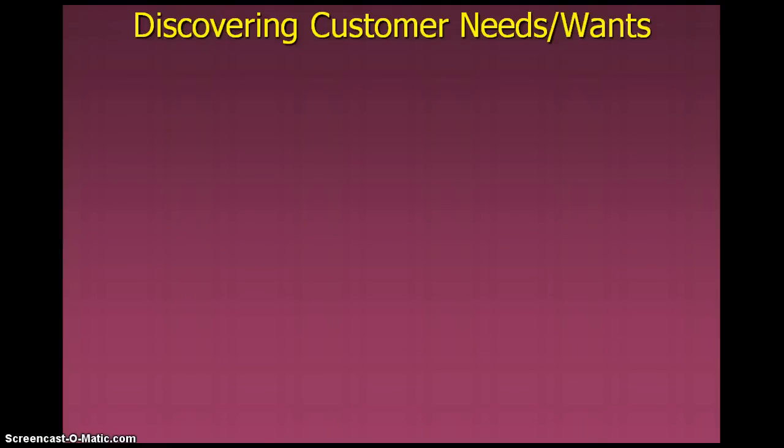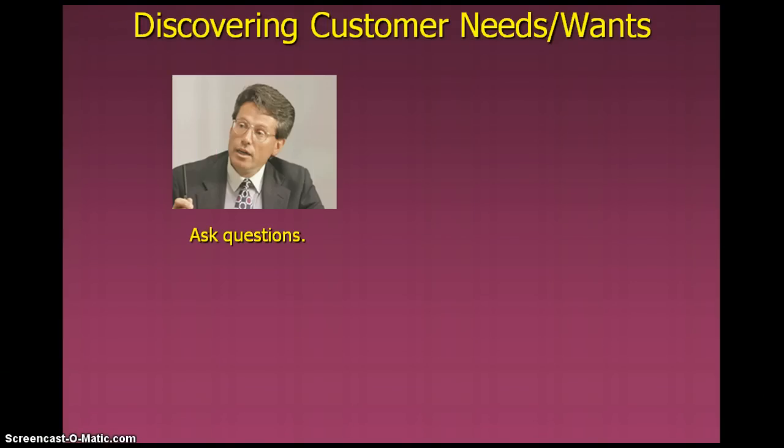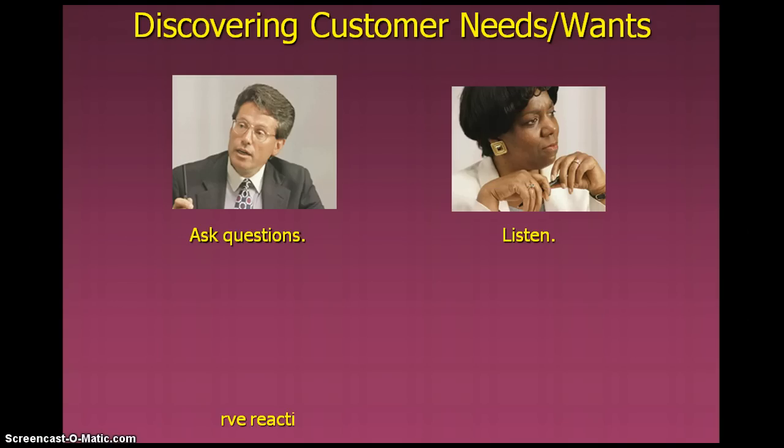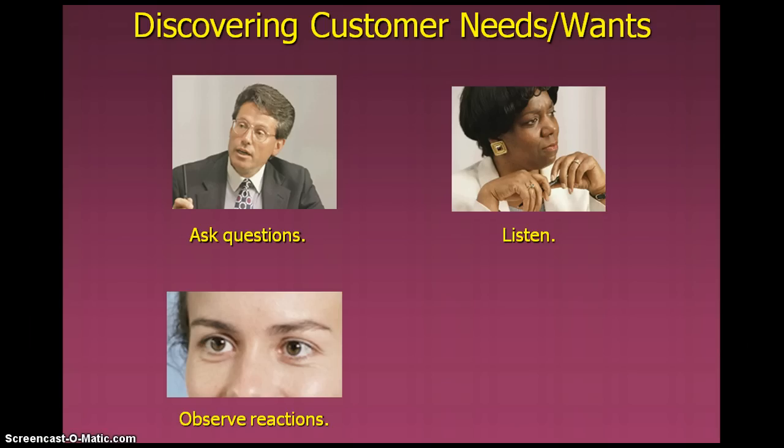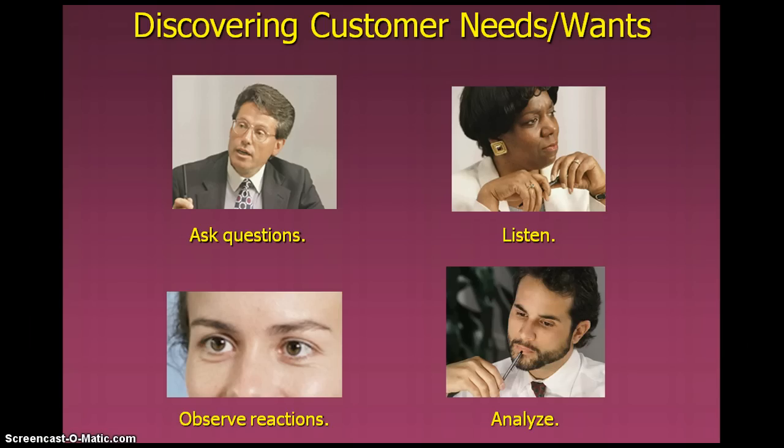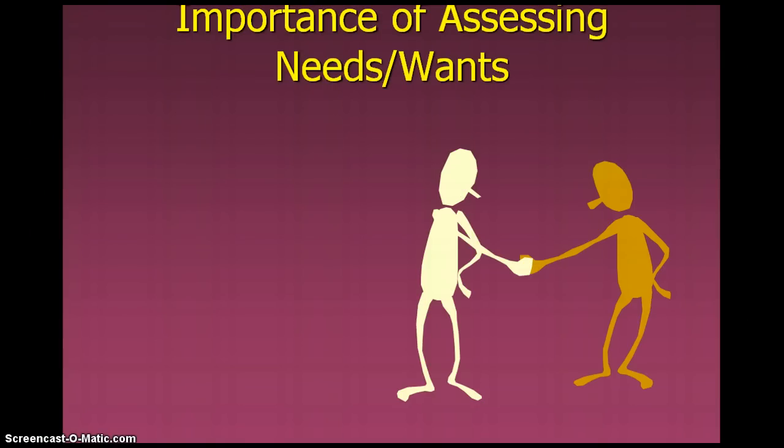Step 2, discovering their needs and wants. How do you do that? Simple. Ask questions. Make sure you listen. Observe their reactions. And lastly, make sure that you are analyzing the previous 3 concerns about asking questions, listening, and observing. So continuing with step 2, the importance of assessing needs and wants.